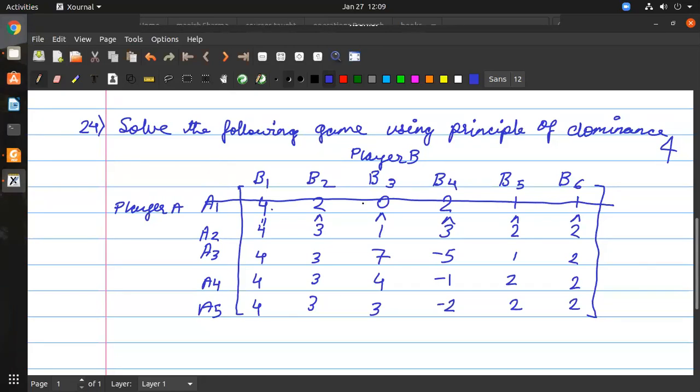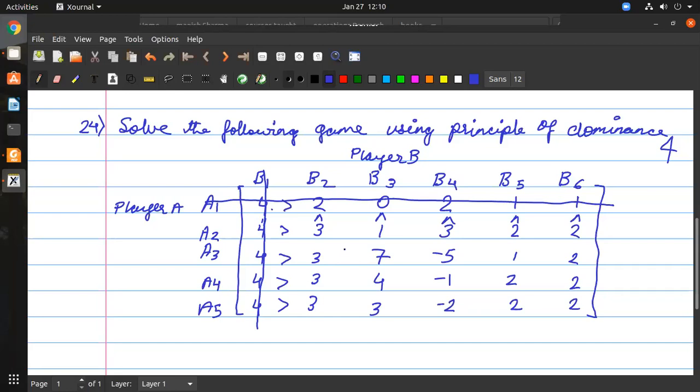Yes, sir. Okay. Similarly, for player B, his strategy B1 is always greater than B2. See, 4 is always greater than 3. So if you are player B, will you be using your B1 strategy? No, sir. You are not going to use it. So I think you will eliminate this strategy. Is it or not? Yes, sir.